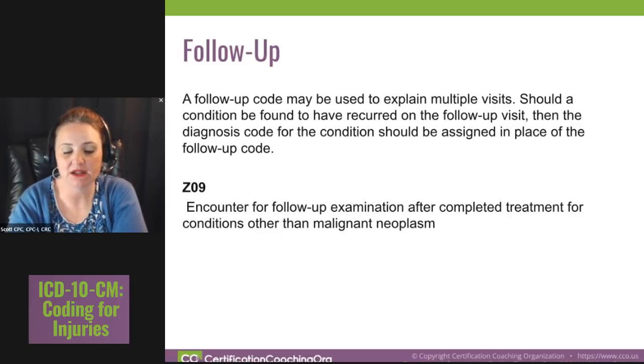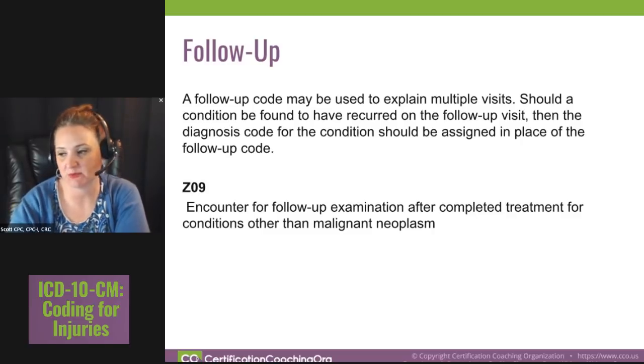And again, that can be common with injuries, right? Everything's healed up, everything's looking good, but the doctor just wants to double check and make sure everything is fine before writing it off and saying, okay, you're good to go. I don't need to see you again until your regular appointment for regular treatments and stuff.